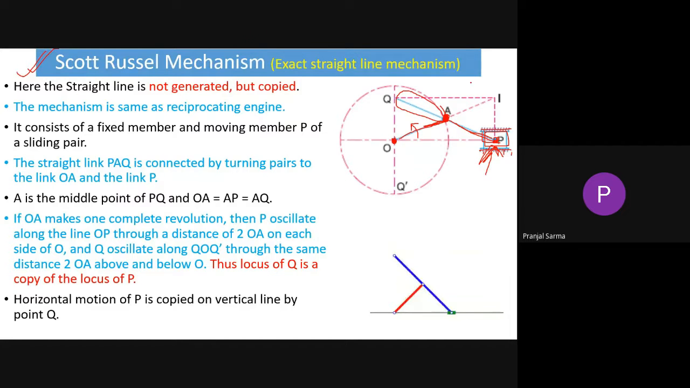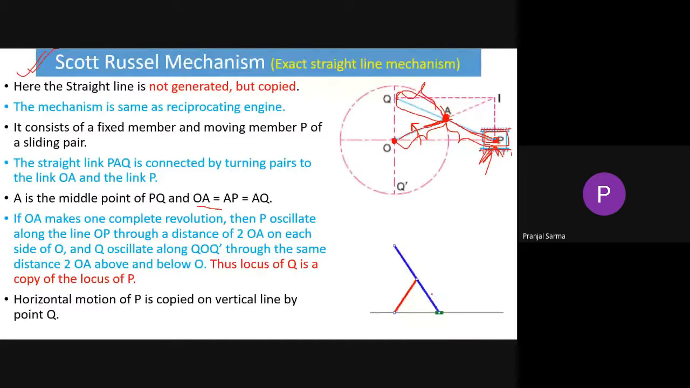And the design of this particular mechanism is such that this extended portion that you have seen, point A is exactly at the mid of this. Okay, that means OA is equal to AP, equal to this portion, and it itself is equal to this link. Okay, so now because of this, what happens?